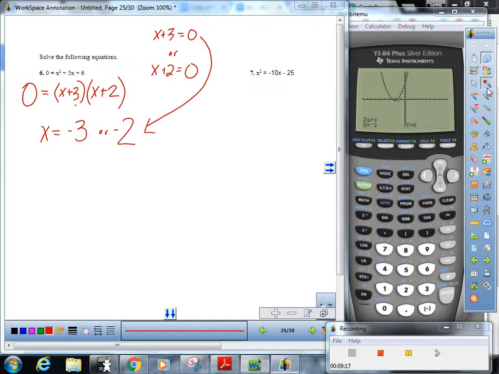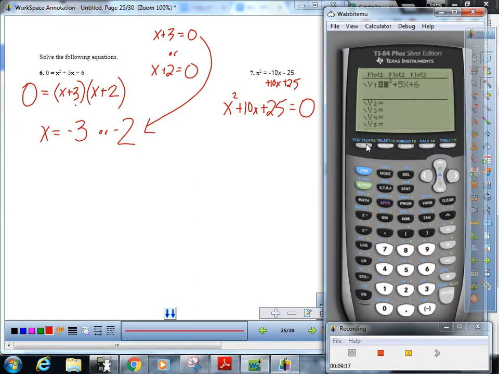All right, what's the difference between number 6 and number 7? The way it looks. So we need to add 10x, and we need to add 25, and now we get x squared plus 10x plus 25 equals 0. Please factor it if you can. You can, but I'm just going to go right to the calculator because I want to teach you guys how to be great at this. If you're into doing math fast, you're better off factoring. If you're into just making sure that you understand how to do these problems, then you're better off mastering your graphing calculator.